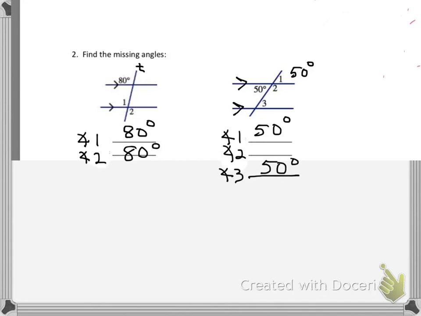Okay, angle 2 and the 50-degree angle right here are a linear pair. So therefore, those guys are going to sum to 180. So 180 minus 50 is 130, and that's the measurement for angle 2. Okay, so let's finish this page on my next slide.